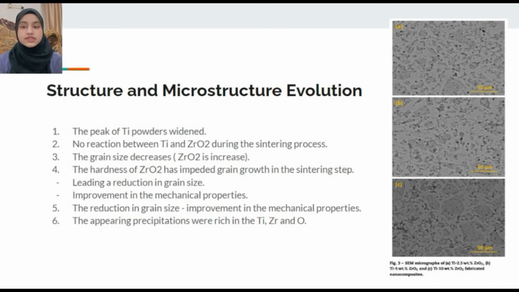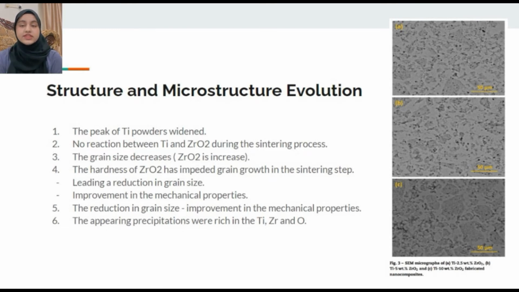Next, with the increase of zirconia content, the intensity peak of titanium slightly decreases. The third one is that the grain size decreases as the zirconia content increases. The hardness of zirconia has impeded grain growth in the sintering step. Because of that, it leads to a reduction in grain size and an improvement in the mechanical properties. The last one is the appearing precipitation, which is rich in titanium, zirconia, and oxygen.